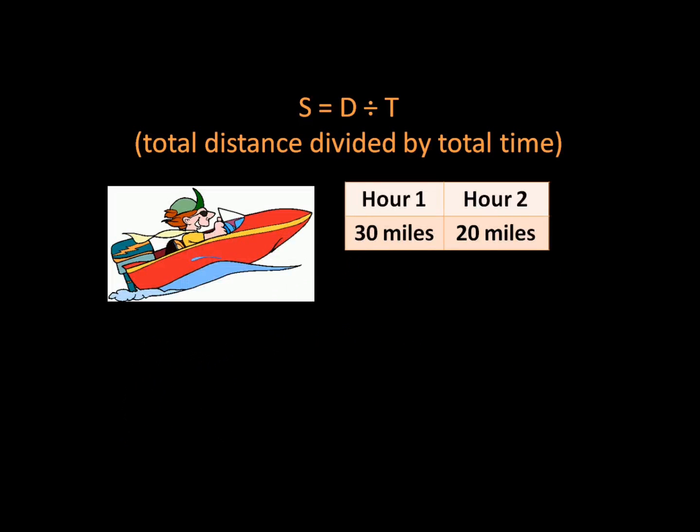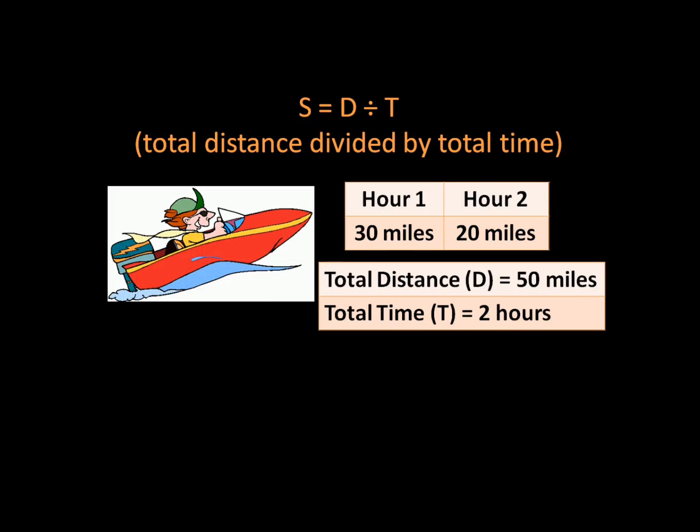Okay, let's start with the boat. It traveled 30 miles plus 20 miles for a total distance of 50 miles. It traveled for a total time of 2 hours. Let's plug in the speed formula. Speed equals distance divided by time. 50 divided by 2 is 25.